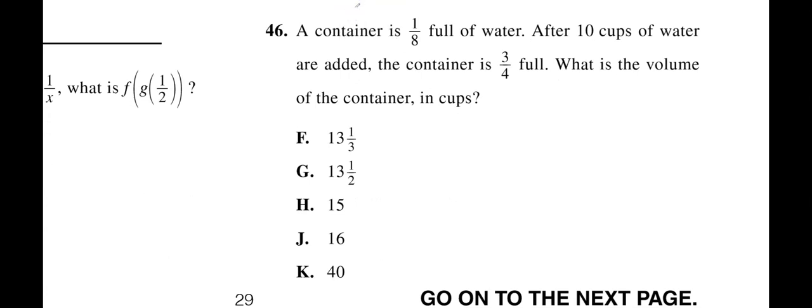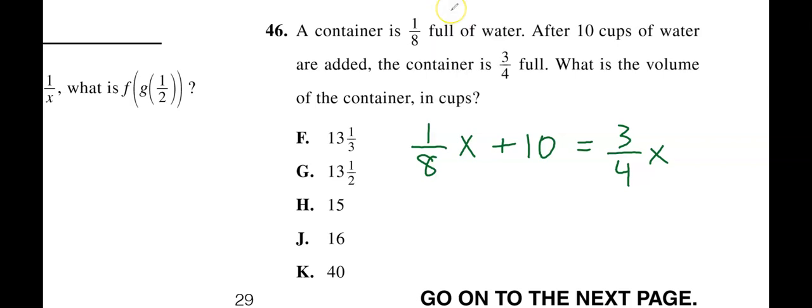A container is 1/8 full of water. Okay, so it's 1/8 of the total full right now. After 10 more cups are added, the container is now 3/4 of the total. What is the volume of the container in cups? Is there a number we can multiply everything by to get rid of those fractions?